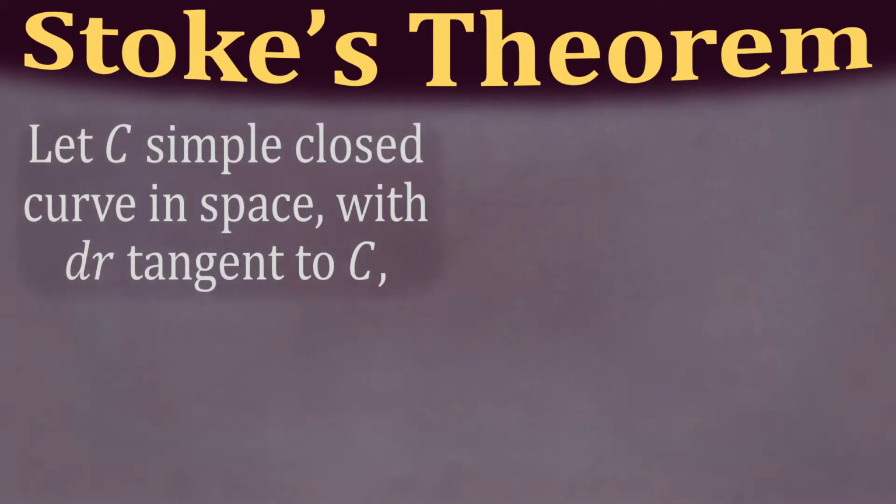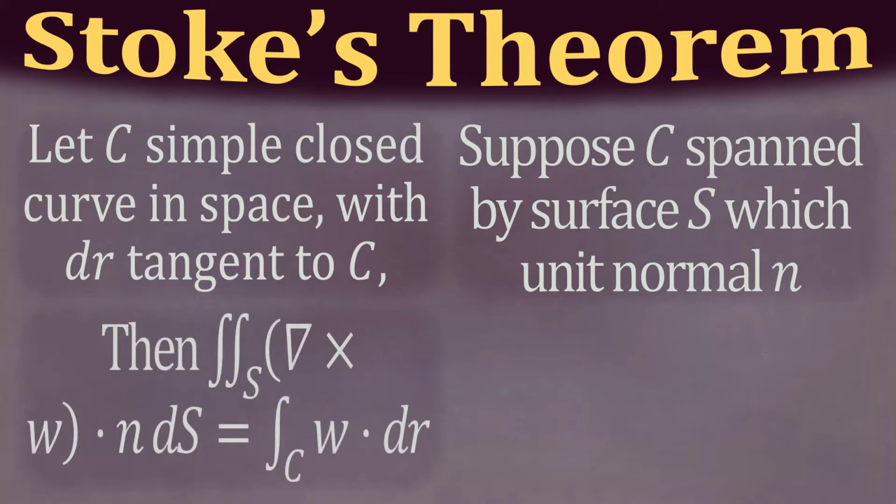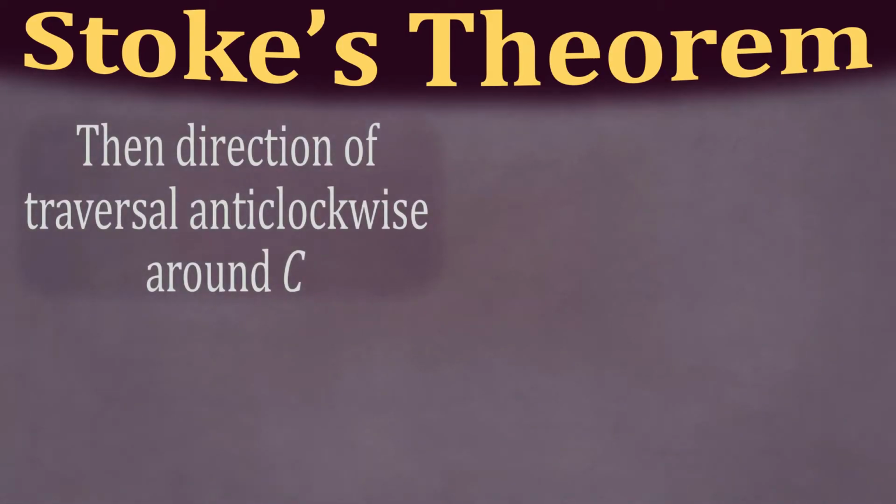Next, let's discuss Stokes' theorem. Let C be a simple closed curve in space with dr tangent to C, and suppose C is spanned by a surface S with unit normal n. Then the double integral over S of the curl of W dot n dS is equal to the integral over C of W dot dr. Note that if you look towards S so that the unit normal n points towards you, then the direction of traversal is anti-clockwise around C.